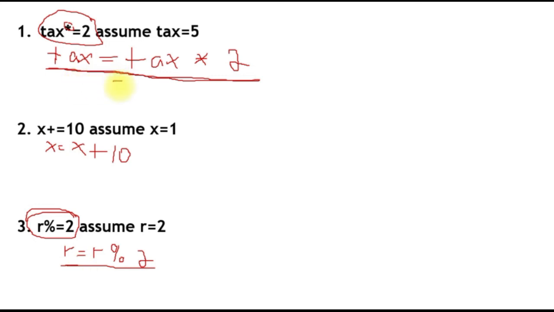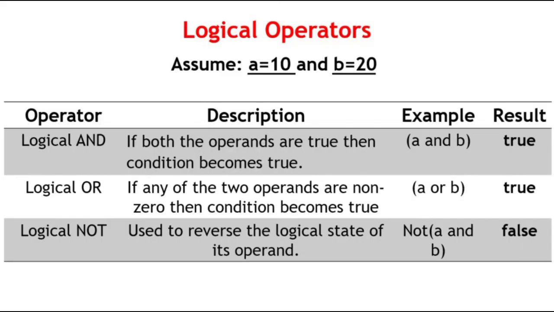So, what is the value of tax? So, 5 times 2 is 10. Dito naman, assume x equal to 1. Anong value ni x? So, 1 plus 10 is 11. Next, assume r is equal to 2. So, 2 modulo 2. Pag i-divide ko yung 2, ano yung remainder? The answer is 0. Next is the logical operators.